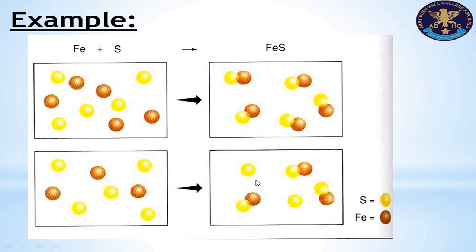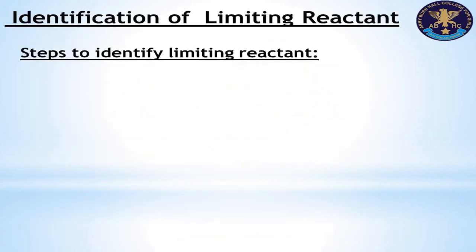So upon the consumption of this iron, the reaction will stop. So this iron will act as the limiting reactant in this example, and sulfur will be the excess reactant. We have different numerical problems related to this topic. But what are the different steps and how will you identify the limiting reactant in a particular reaction?